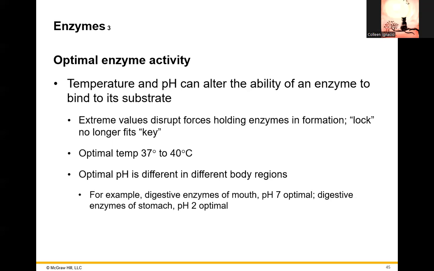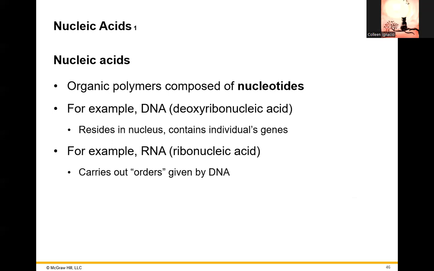So again, pH is something that could affect your enzyme activity as well as temperature. Okay. All right, nucleic acids. So these are organic polymers, and they are composed of nucleotides. For example, DNA is made up of these nucleic acids, as well as RNA.